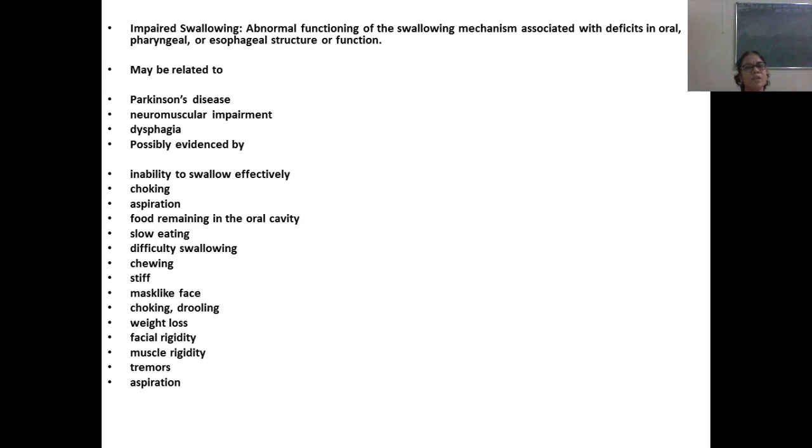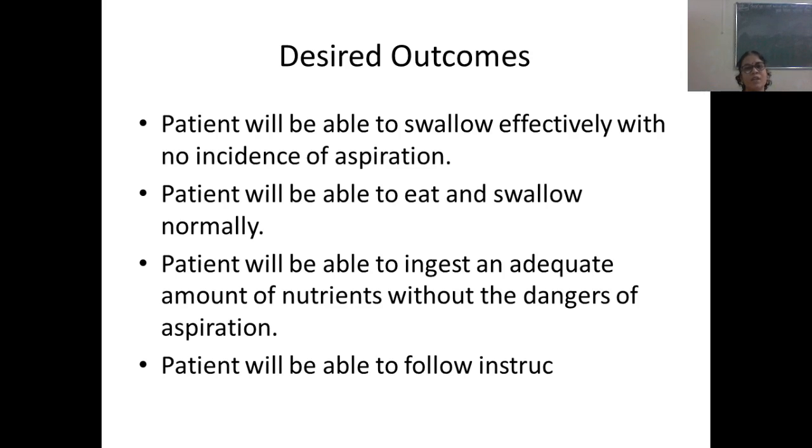Then impaired swallowing, or abnormal functioning of the swallowing mechanism associated with deficits in oral, pharyngeal or esophageal structure or function, may be related to Parkinson's disease, neuromuscular impairment, dysphagia, possibly evidenced by inability to swallow effectively, choking, aspiration, food remaining in the oral cavity, slow eating, difficulty swallowing, chewing, stiff, mask-like face, choking, drooling, weight loss, facial rigidity, muscle rigidity, tremors and aspiration. Outcomes are patient will be able to swallow effectively with no incidence of aspiration.